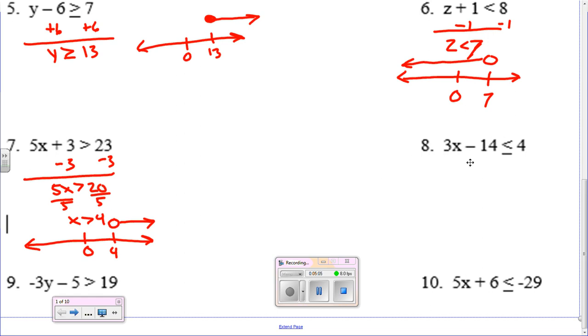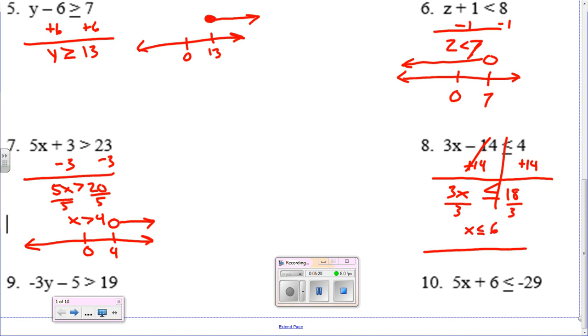Number 8, add 14 to both sides. So just like regular equations. See, that was important when I told you it was. So you get 3x is less than or equal to 18. Divide by 3. You get x is less than or equal to 6. There's your number line. 0, 6. Now because it has the equal sign, it's a closed dot. And you shade left.